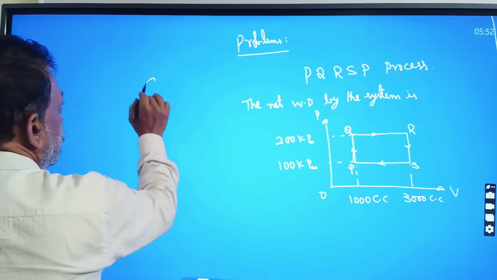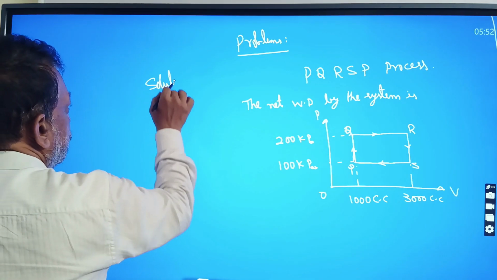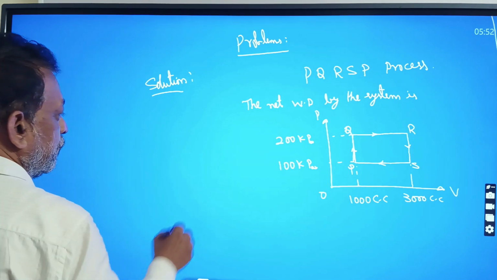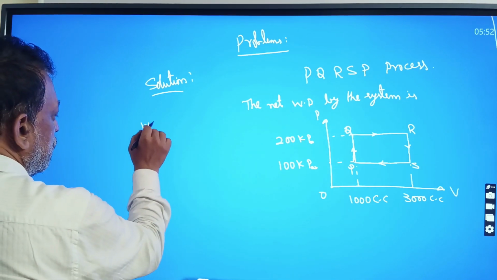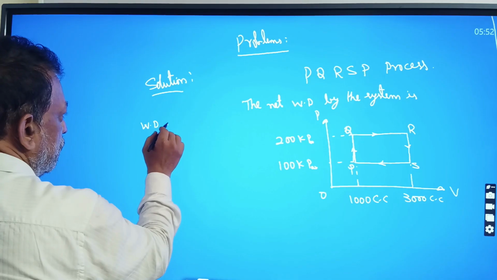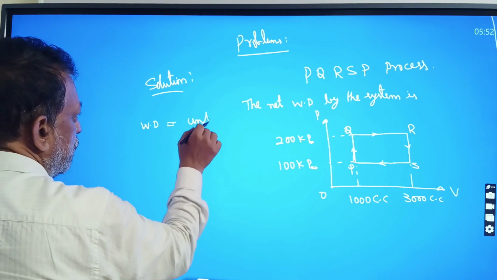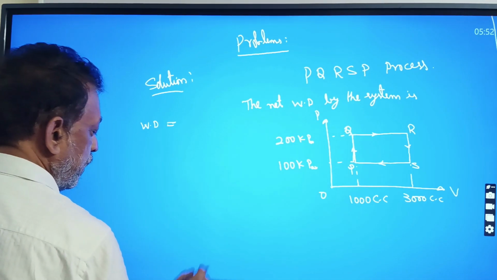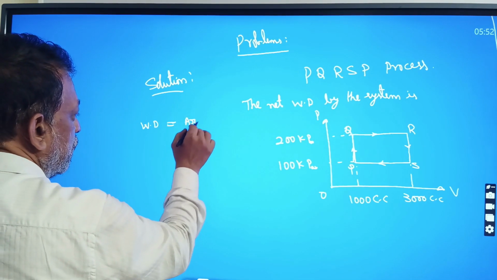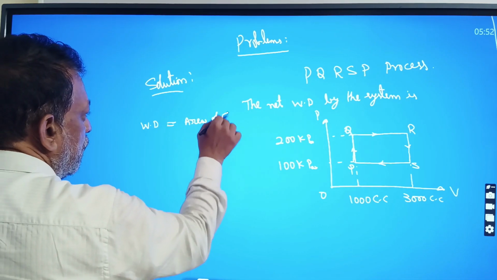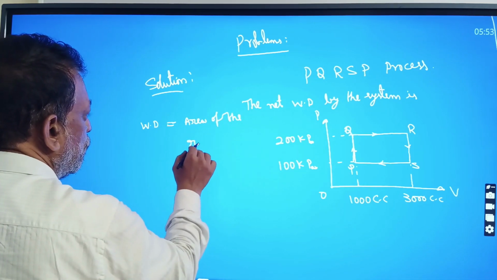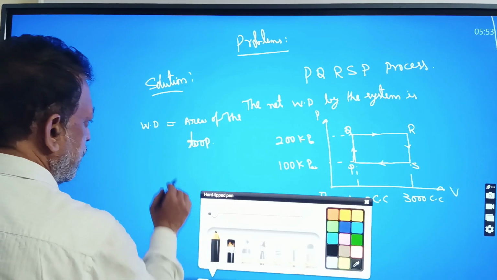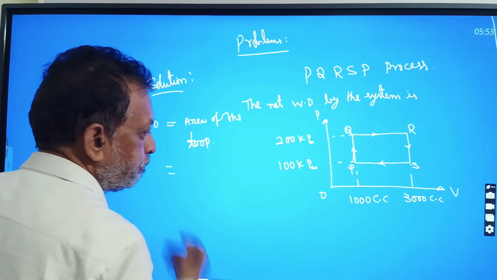So what is the answer? Work done is equal to area. Work done is equal to the area under the curve, the area of the loop. So the area of the loop here is what you can say.